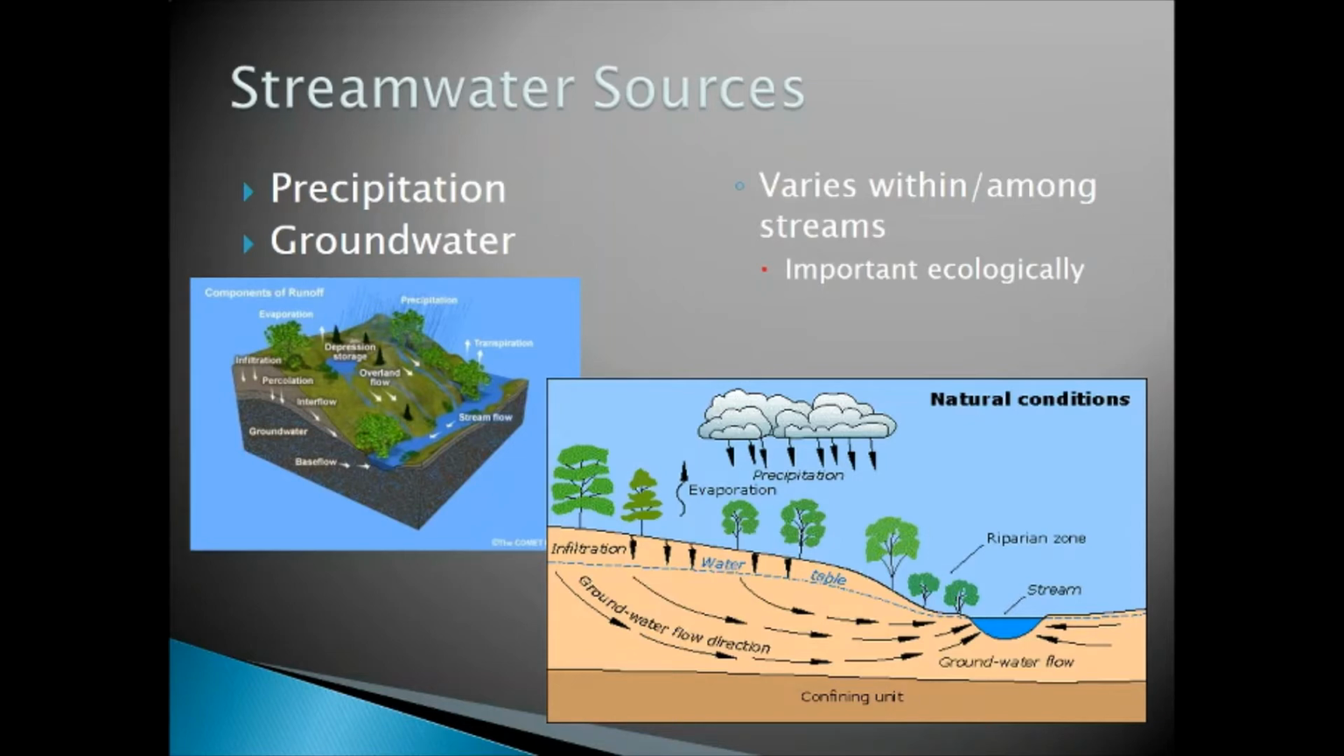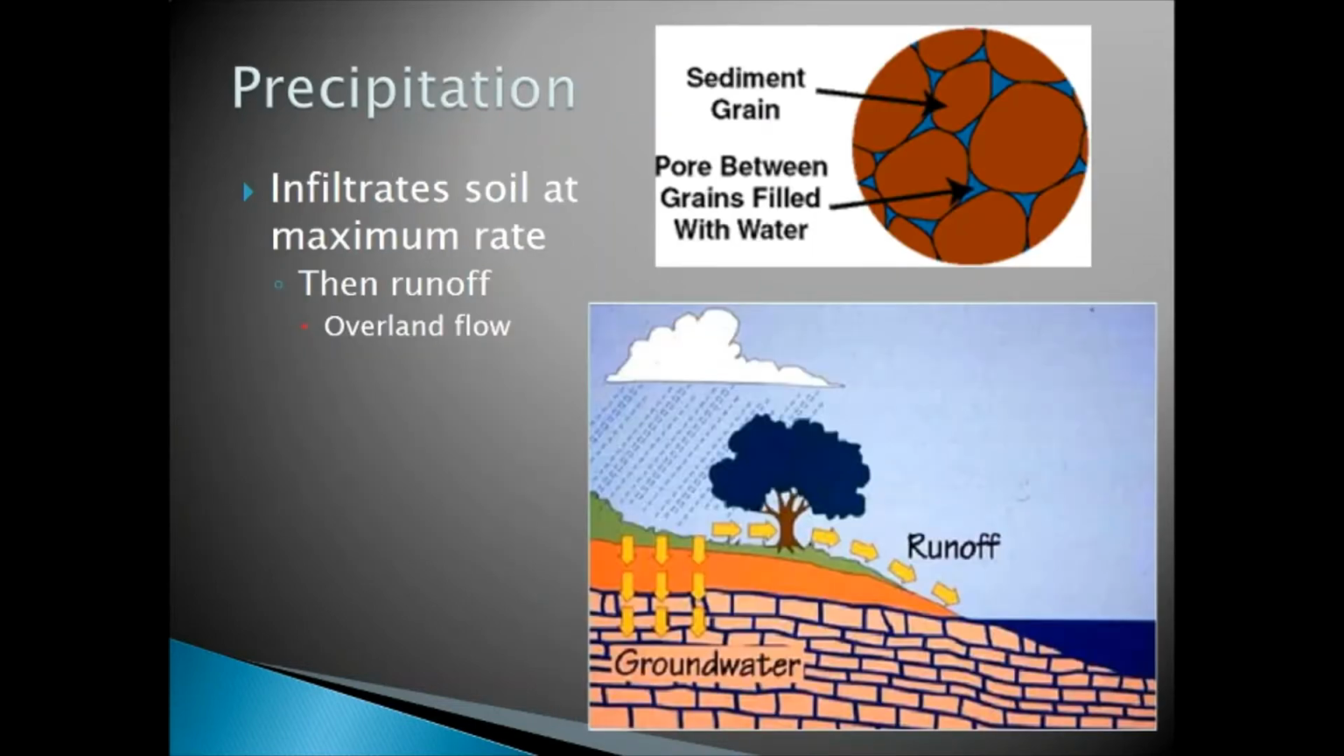Rain hits the ground, some of it infiltrates into the sediment, into the soil, and goes down into the groundwater, and some of it runs over land. Now the differences between where a stream has precipitation or groundwater can make important ecological differences within the stream, especially with things like temperature, which we'll see here in a bit.